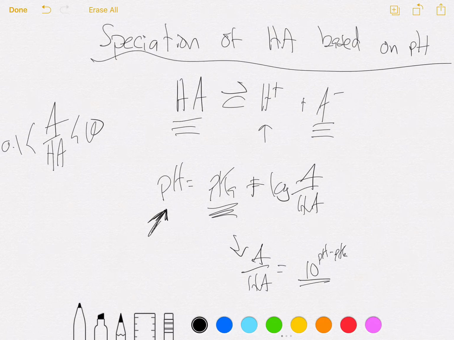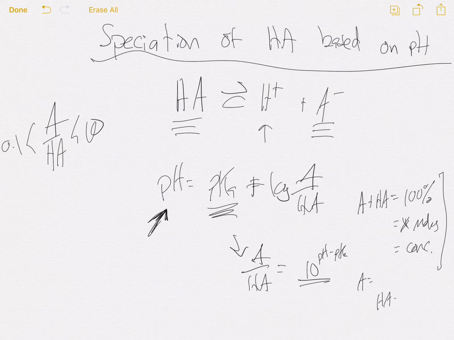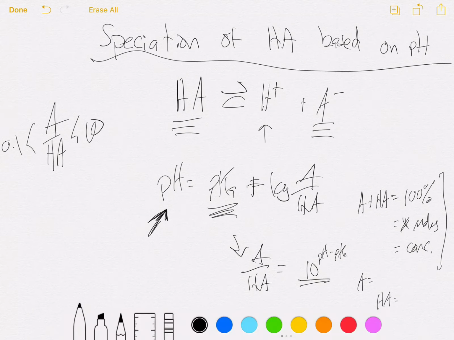That'll be a number, and then if we're doing speciation as a percentage, you can set A plus HA equal to 100%. There's your second equation. If A and HA are a certain number of moles, you could set them to a number of moles or a concentration, whatever is appropriate for the question. But you'll need something here as your second equation to actually give you how much A you have, as quantities of the species.